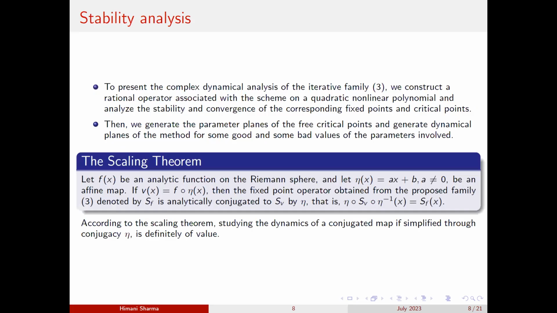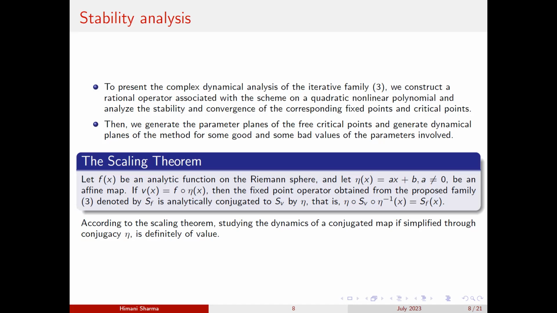Now, to present the complex analysis of the concerned family, we construct a rational operator on a quadratic nonlinear polynomial, and we will then find the fixed points and critical points of that operator. Next, we will generate the parameter planes and dynamical planes.